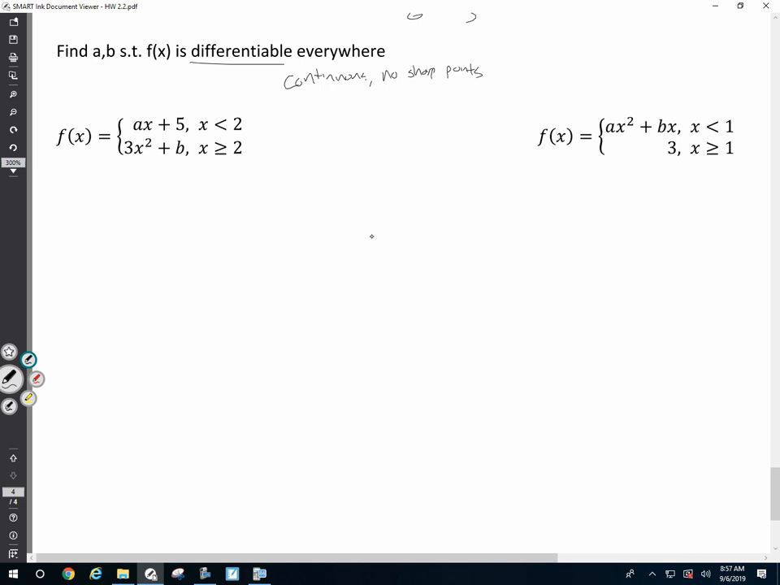We have these piecewise functions. Not only do we need to ensure that they meet up, this ax plus 5 and this 3x squared plus b, not only do we need to make sure that they meet up so that they're continuous, similar to what we did last unit, but they need to meet up in such a way that they are forming a very smooth connection so that there's no sharp point at this location, which means there are two things you need to check. One, that you are continuous at x equals 2, which means, remember what we did, f little 1 at 2 needs to meet up with f little 2 at 2. 2a plus 5 equals, this is 4 times 3 is 12 plus b.